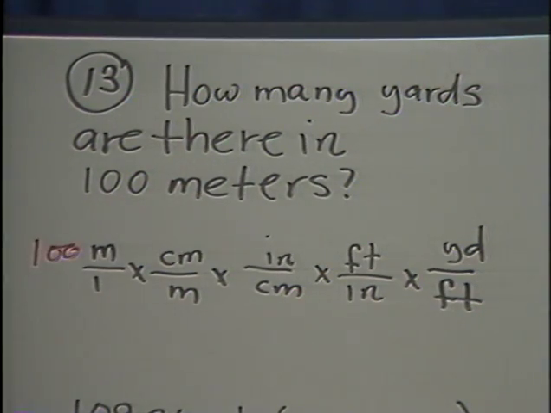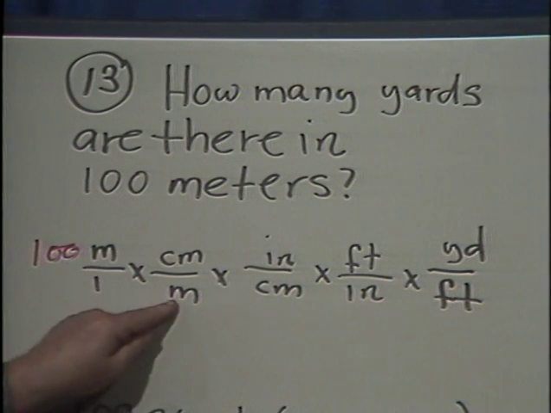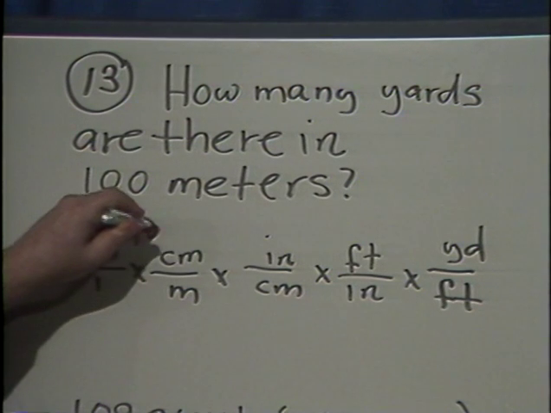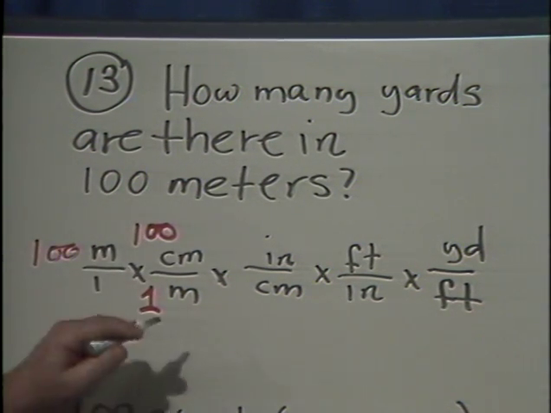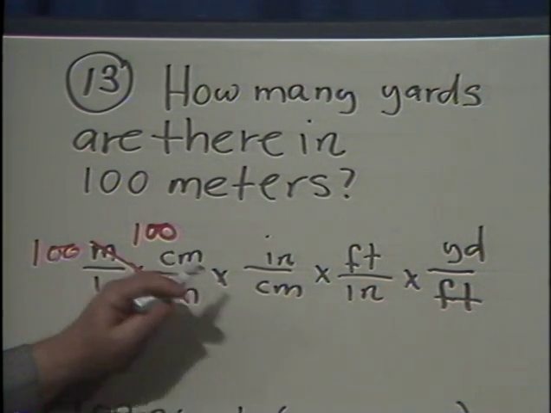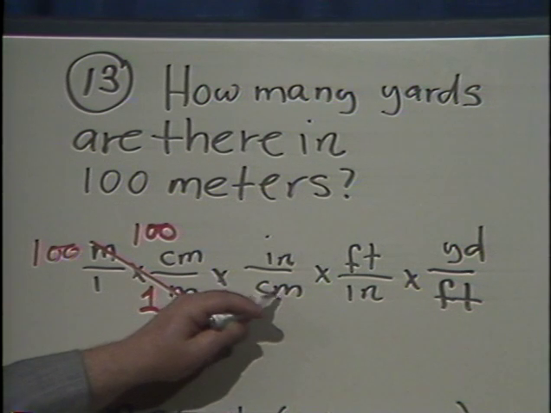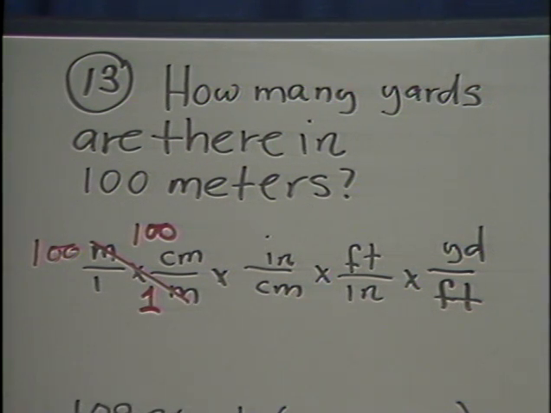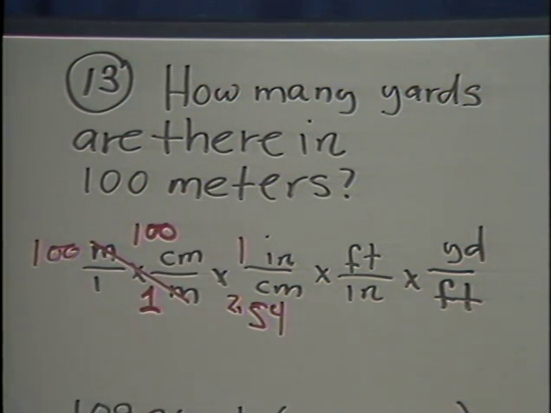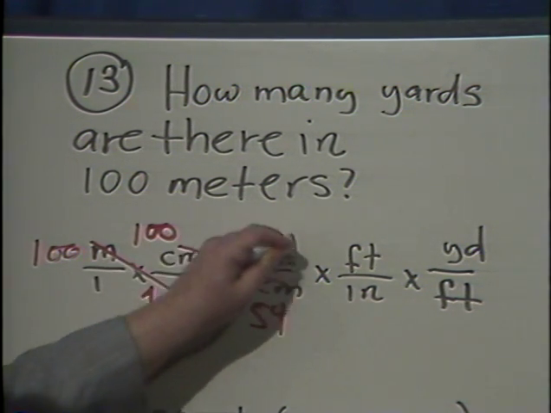See, I've got the 100 meters. I want to get rid of the meters, but meters are expressible in terms of centimeters, namely what? There are 100 centimeters per 1 meter. So that gets rid of the meters for me. Now I want to get rid of the centimeters. Centimeters are in the numerator, so I put them in the denominator. What's the relationship between centimeters and inches? There are 2.54 centimeters in 1 inch, so I put the 2.54 next to the centimeters. Now I've got what? The centimeters are gone, so my label is inches so far.